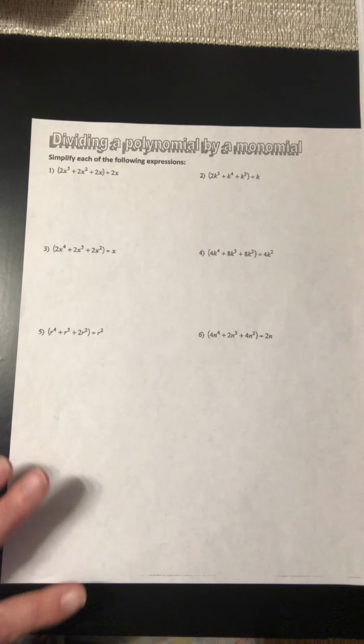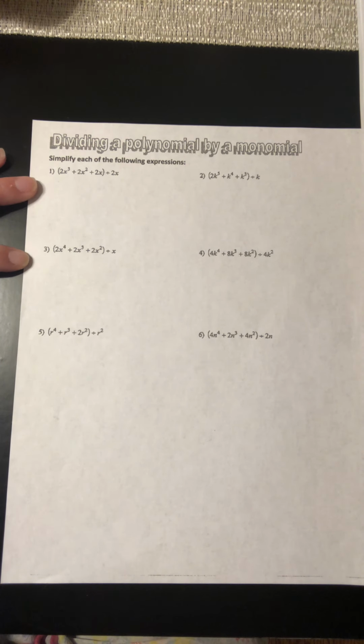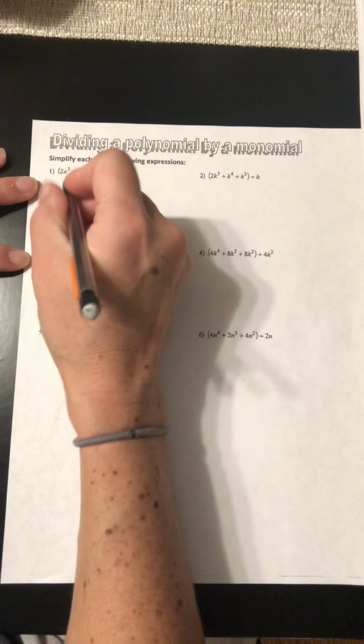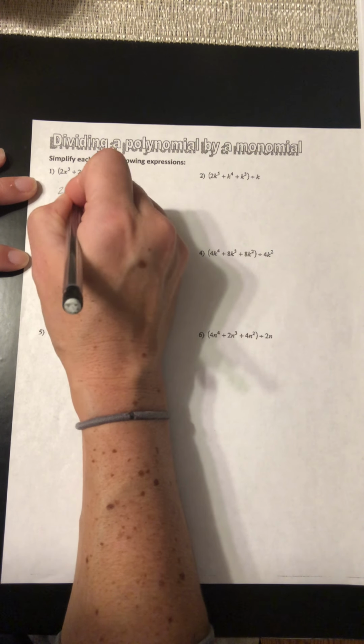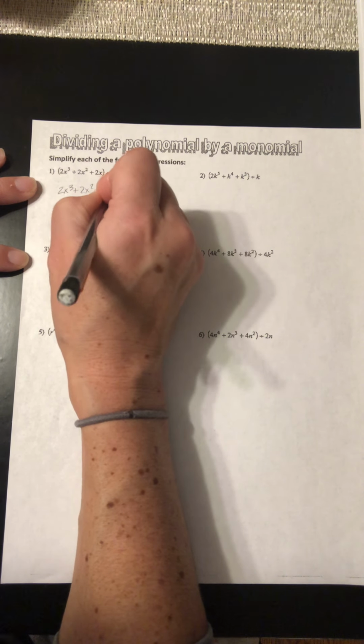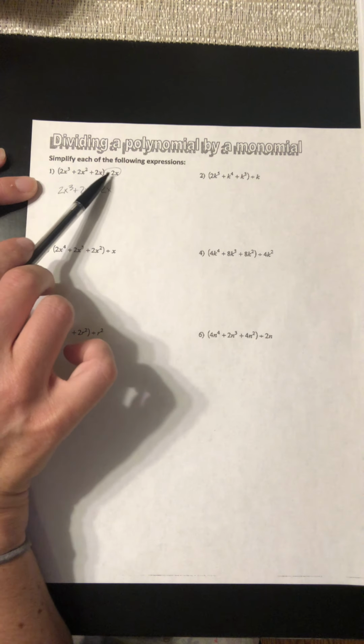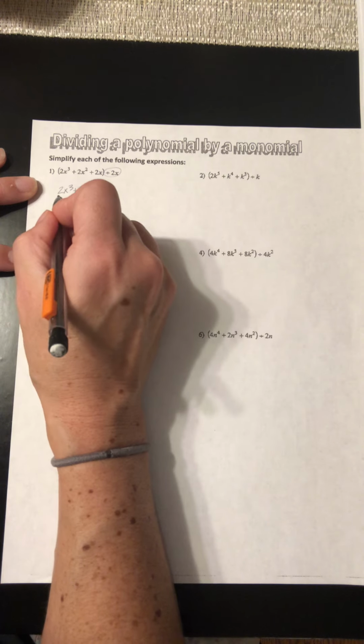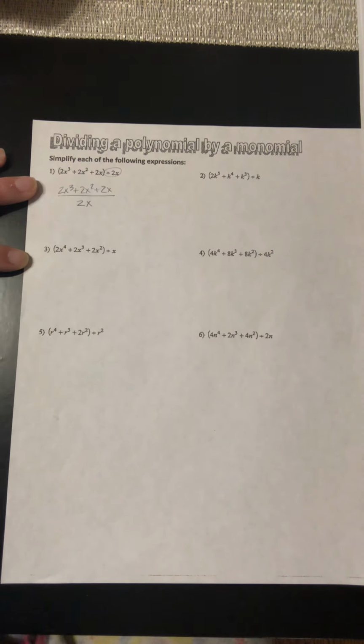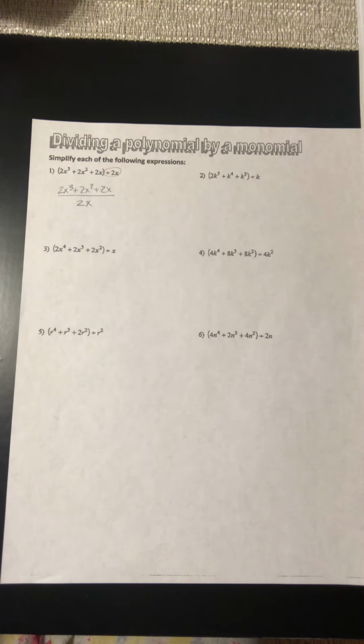So we did multiplication. On the previous days, we did addition and subtraction, so now we're doing division. Here's the biggest thing you have to remember. You just have to divide on the homework. They're going to set it up like this. You are going to take every term in that trinomial and divide it by 2x. So that whole thing is being divided by 2x.